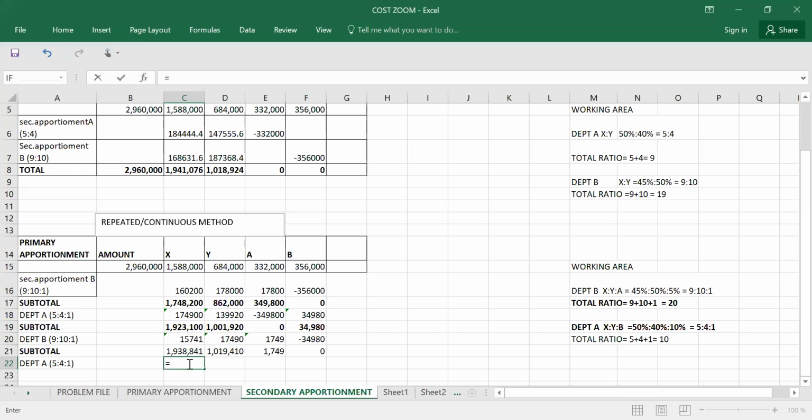This is 5 divided by 10, then times what we are distributing. Then also this one is equal to 4 divided by 10, then times, again, this one we are distributing. Of course, here does not distribute. We are having that negative, right?